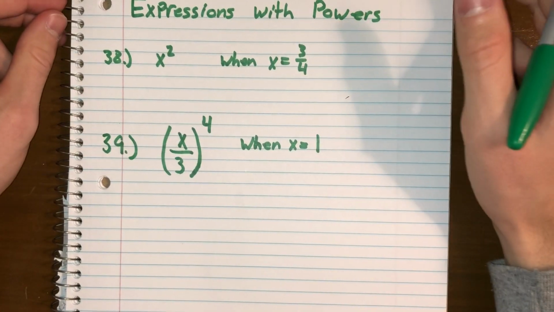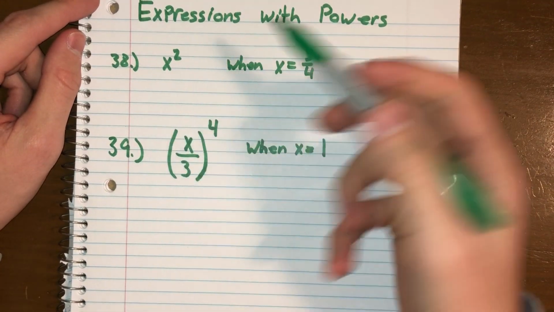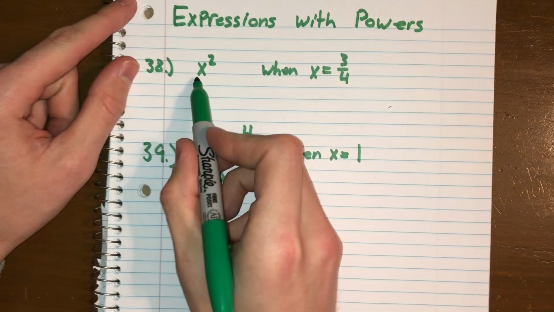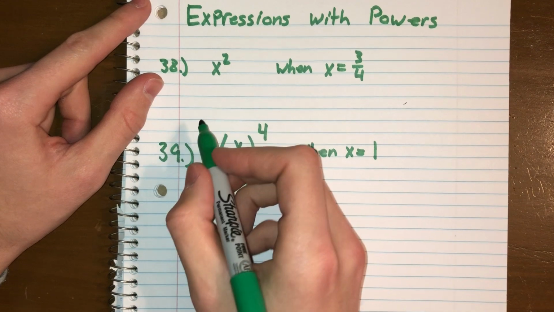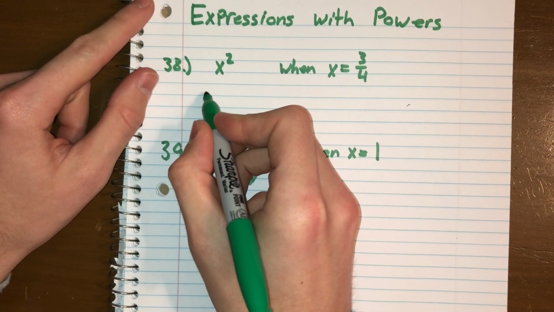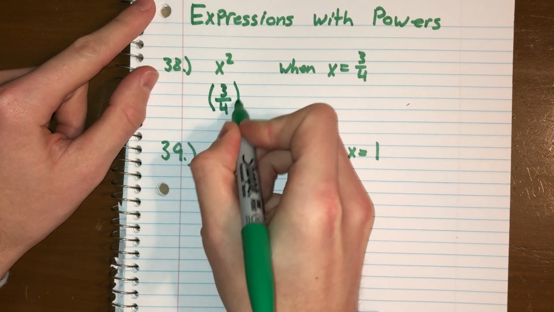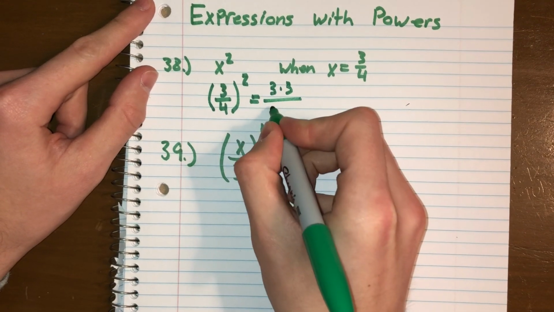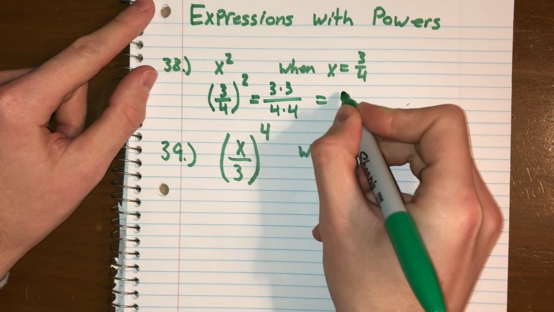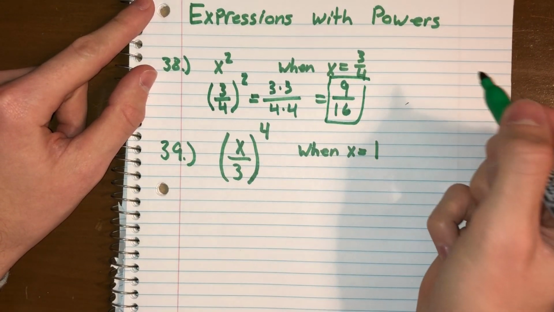Now let's combine these two concepts we learned about today, algebraic expressions as well as exponents. So here we have x squared, where x is equal to 3/4. Like we did in the first half of this video, we just substitute 3/4 in for x. And we know that is equal to 3 times 3 over 4 times 4, which is 9/16. Final answer.